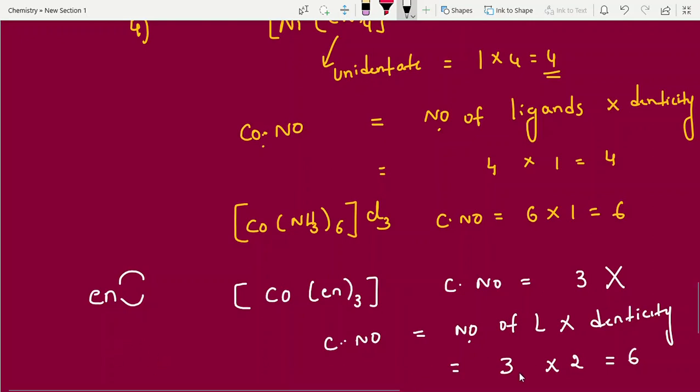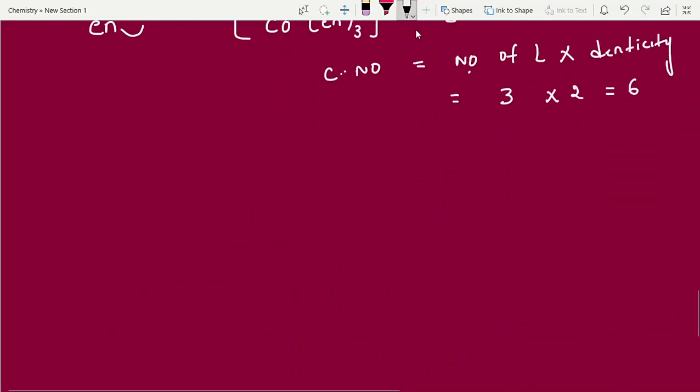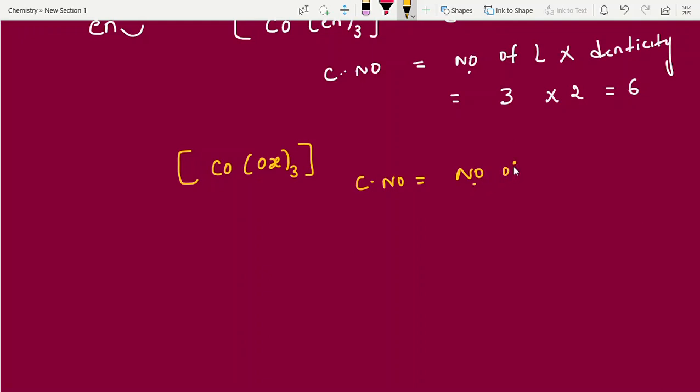Next, they'll ask another question. Like this, so many twisted questions they are asking. Check one more. Co(ox)3, this is oxalate ion. Oxalate ion. How to calculate coordination number, students? Number of ligands again into denticity. Is it clear? Number of ligands how many? 3. Denticity 2. 6.